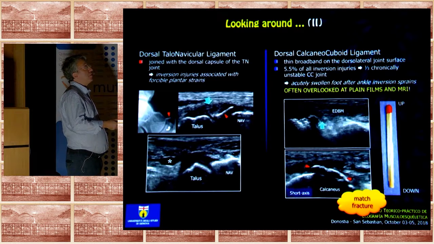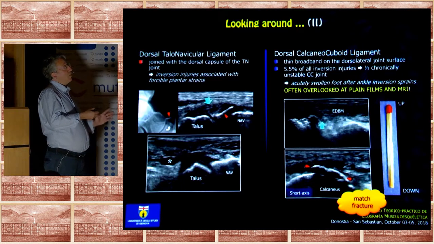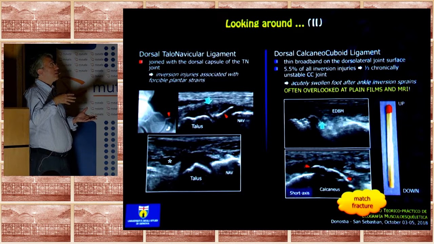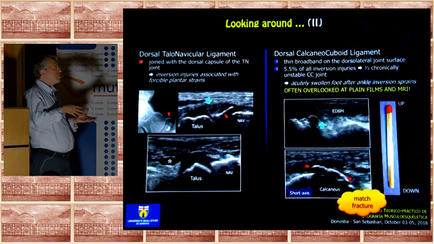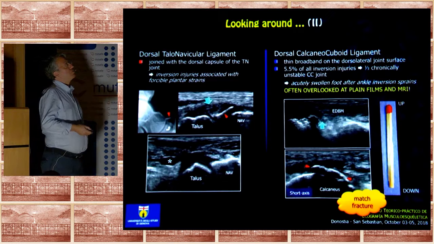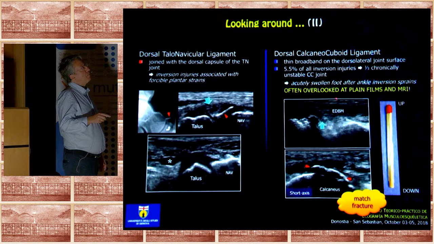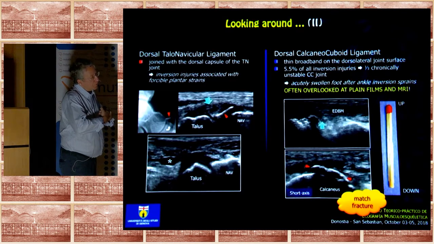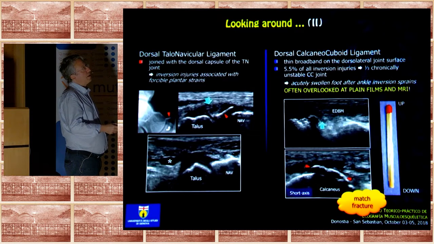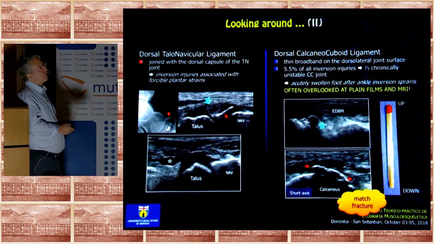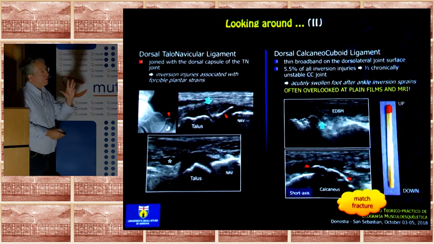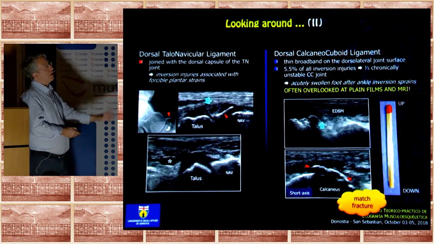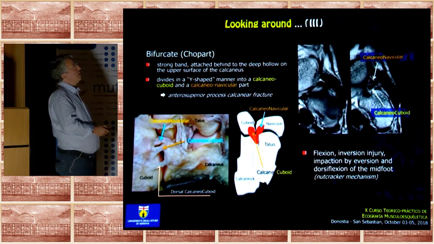Remember that this area is also the area where the extensor digitorum brevis muscle attaches to the calcaneus, and so not uncommonly during the sprain, you have some edematous changes and some stretching injury at the level of the overlying muscle. So you can have a ligament injury and an associated muscle injury.